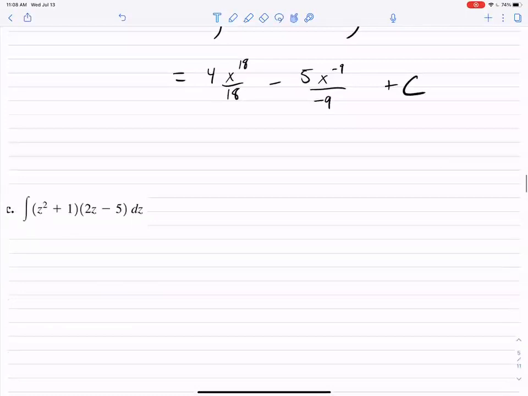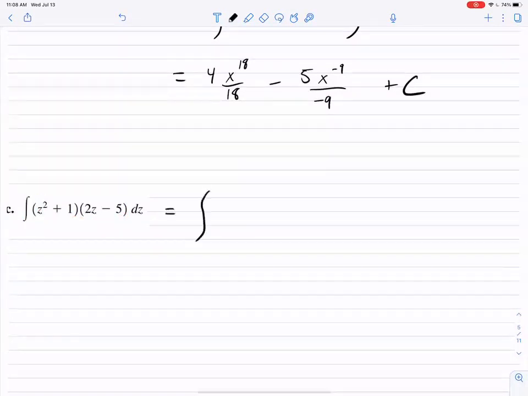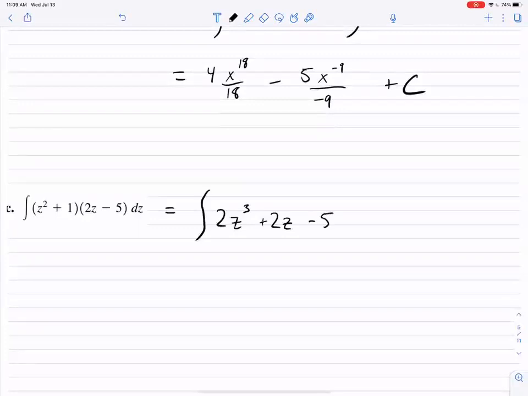And then finally, this one, as it's written, we cannot use, because it's having something times each other, so it's not quite the sum rule. And so we need to actually FOIL it first. So foiling it out first, we get 2z cubed plus 2z, minus 5z squared minus 5 dz. And now I'm going to skip the step where I break it up and just know that I can do each one of these integrals separately.